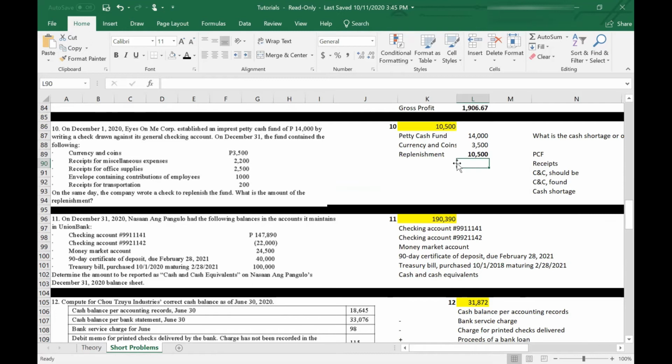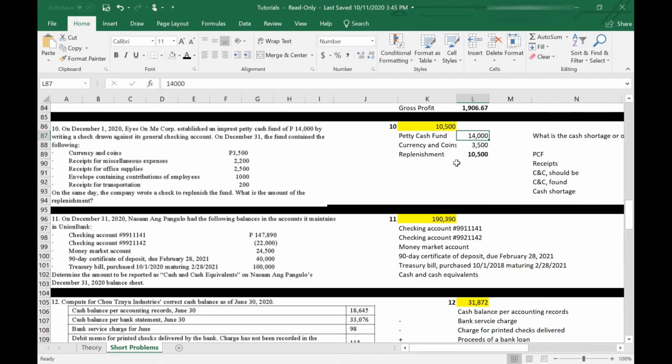On December 1, 2020, Eyes on Me Corporation established an imprest petty cash fund of 14,000. So there's a petty cash fund amounting to 14,000, by writing a check drawn against its general checking account. So what's the entry for that? You debit petty cash fund, credit cash in bank amounting to 14,000 pesos.